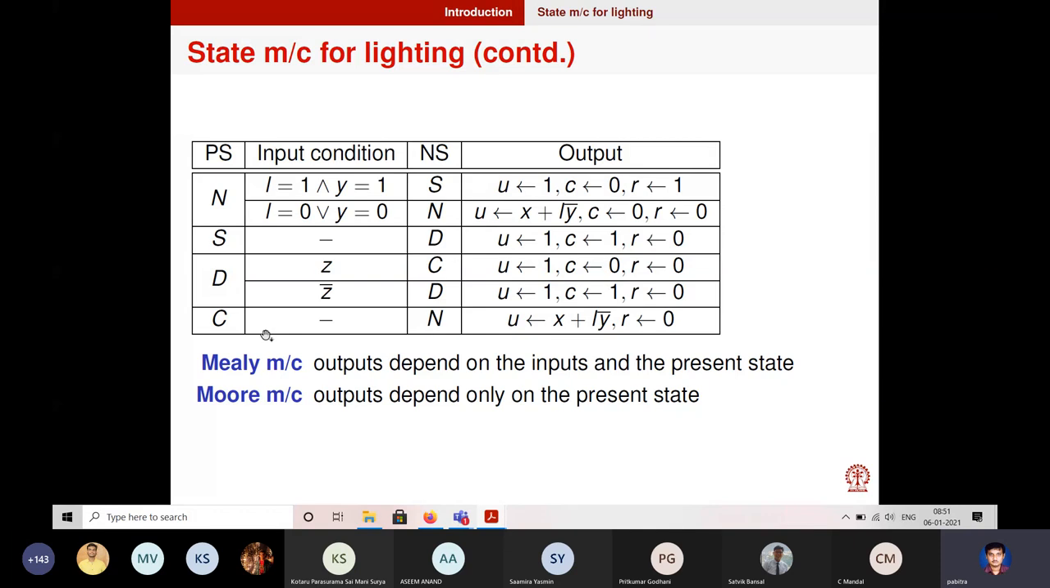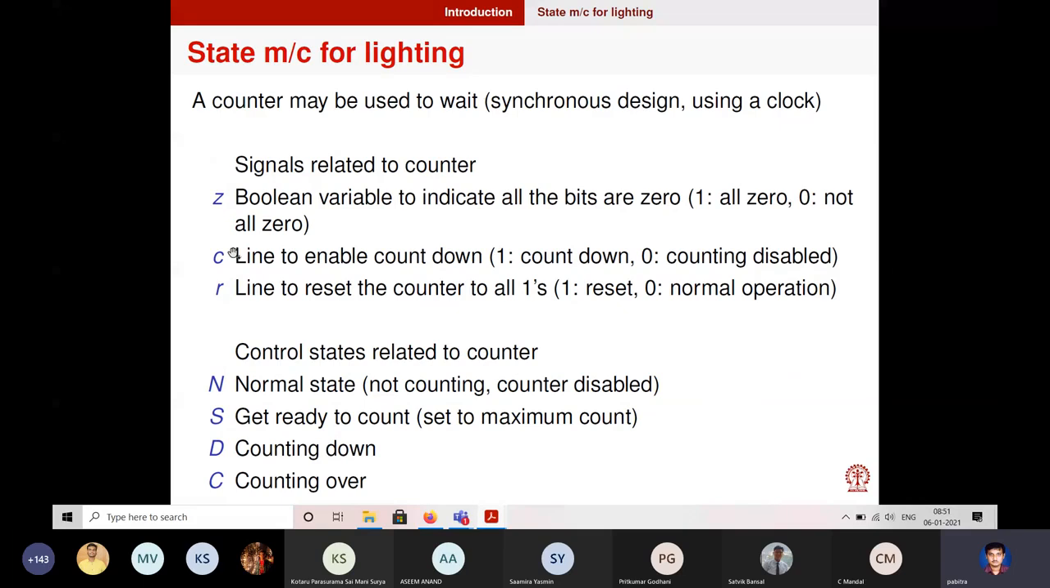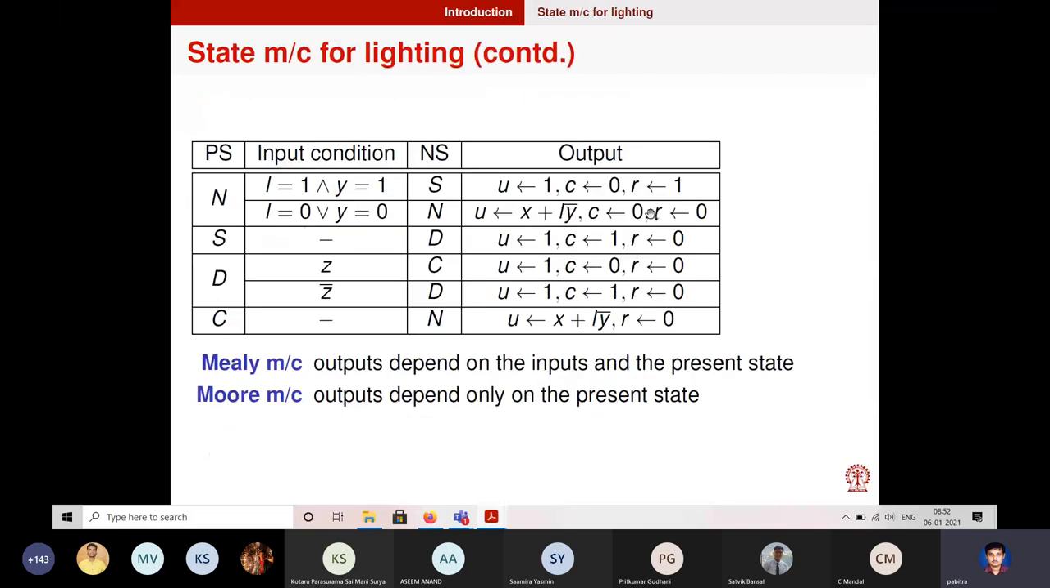All right. So can we complete this table for the other previous state and next state pairs? If the previous state was start and the next state is D, you don't need any input condition, it will naturally start. If the previous state is D and the input is Z, what is Z? Z is the Boolean variable to indicate all bits are 0. That means counting is over. You have counted down to 0, say 1000 milliseconds, you have finished counting. Then your next state is C.